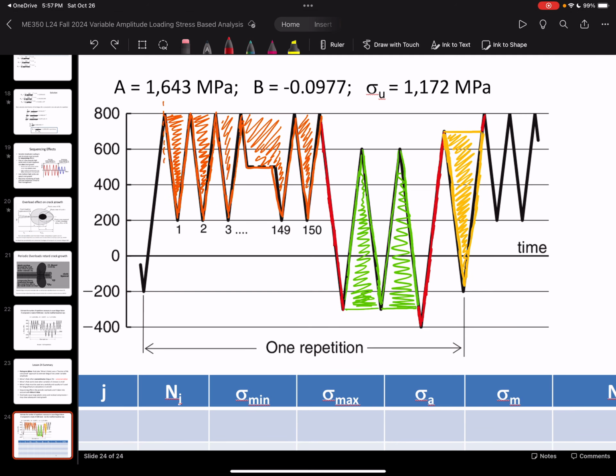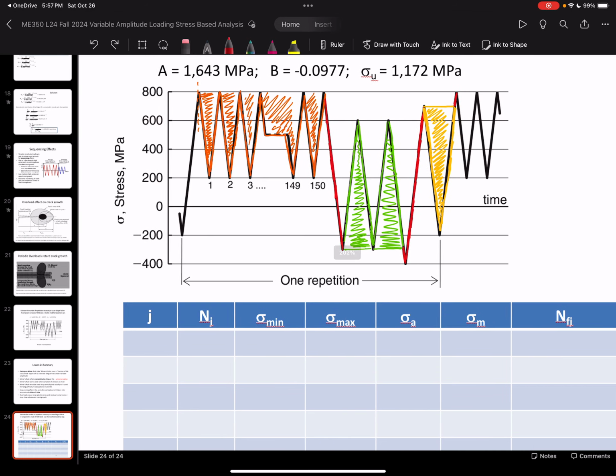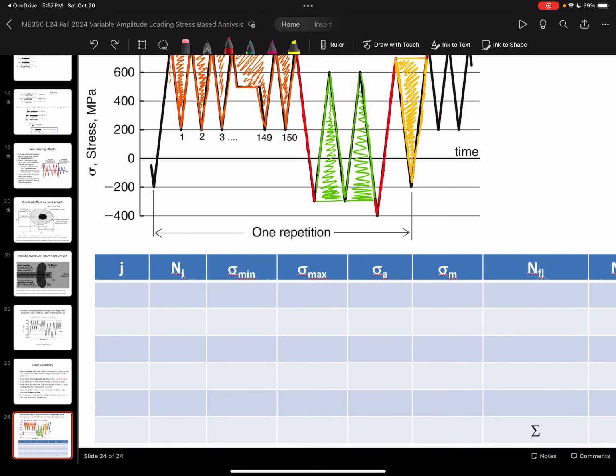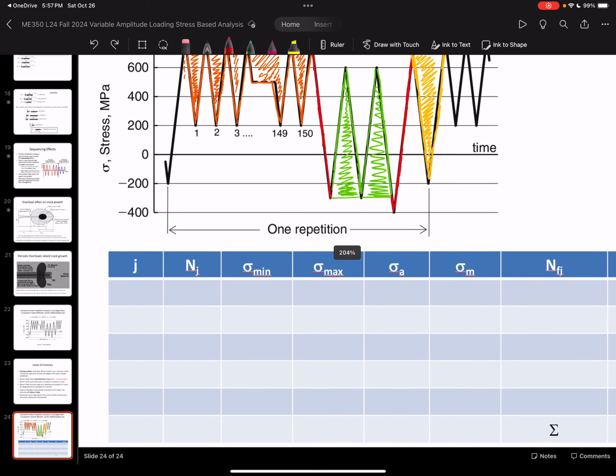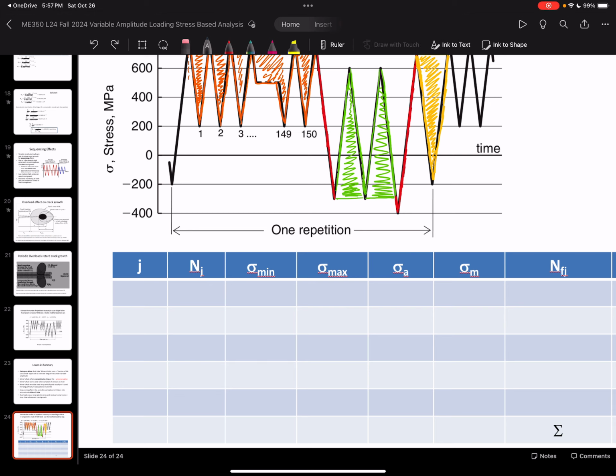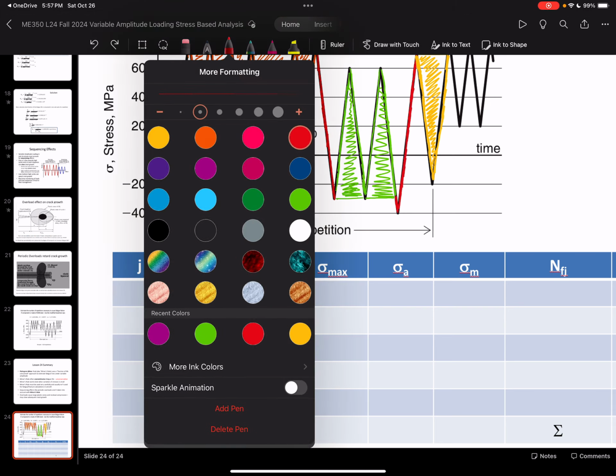So we're going to stop now. And here's what we're going to do. We're going to fill out this table. How many colors do you see? Well, I see orange, green, yellow, and red. So I see 4 colors. So I know there's going to be 4 cycles. And so let's start from the orange one.